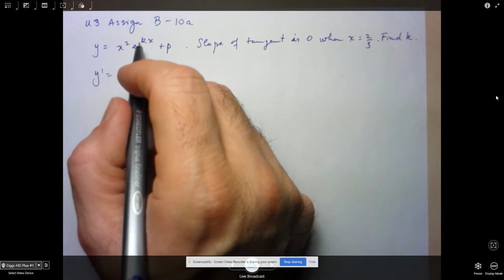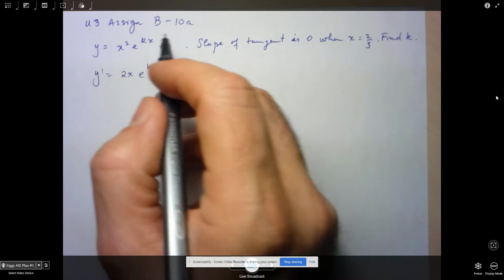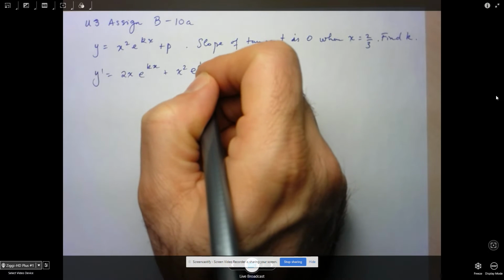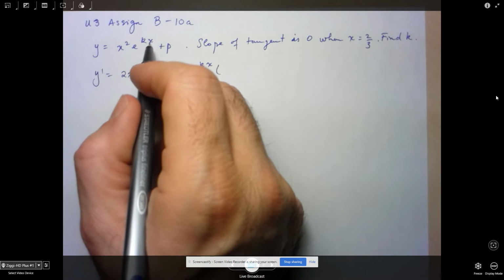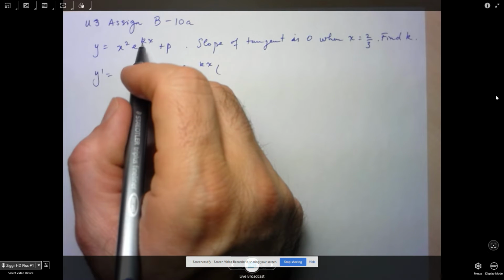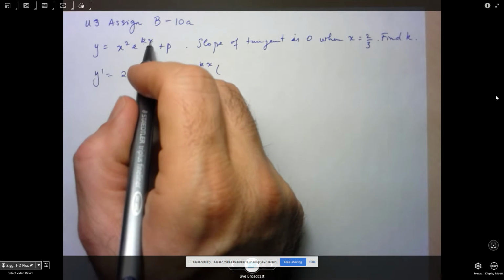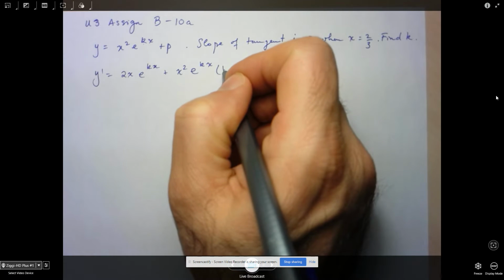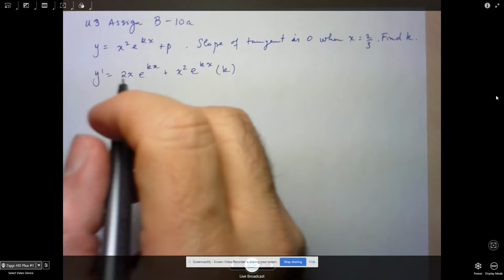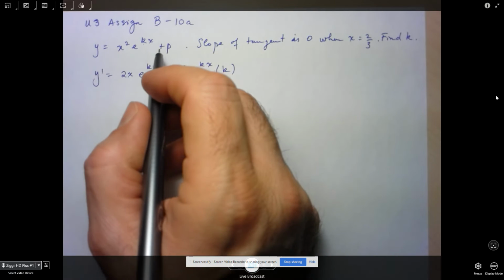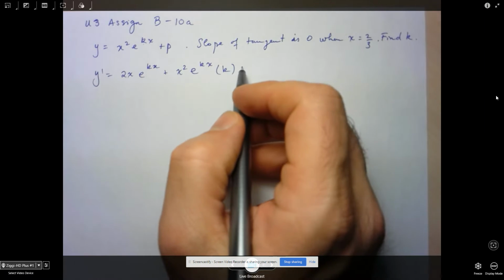Here, this is going to be like our u. So the derivative of e to the u is just e to the u. So e to the kx. Now we have to take the derivative of u. So the derivative of kx: k is just a constant times the derivative of x, which is 1. So we just have k. And the derivative of p, which is just a constant, is going to be 0.